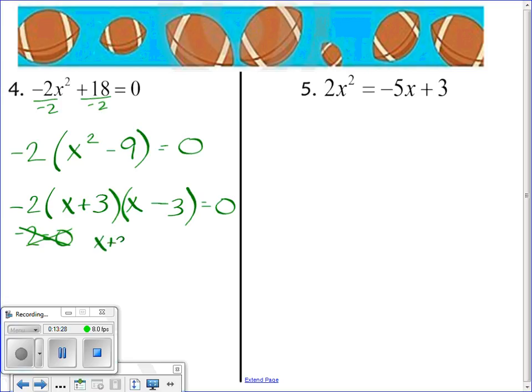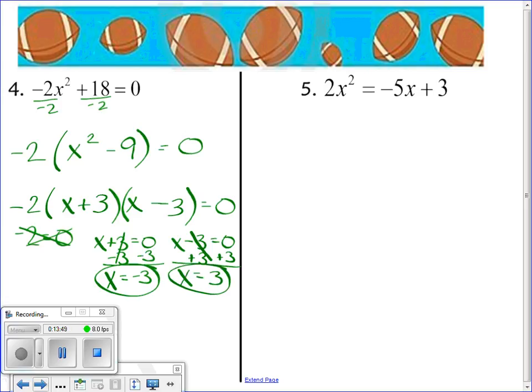So we'll set x plus 3 equal to 0 and x minus 3 equal to 0. And we can solve those. Okay? But I'm only solving where there's an x. So subtract 3. X equals negative 3. Add 3. X equals positive 3. And keep in mind how many answers you should have. This problem started off as x squared. So if you somehow put baby brother in there as one of your answers, you're going to have too many answers. Okay? All right, why don't you guys try number 5 on your own?